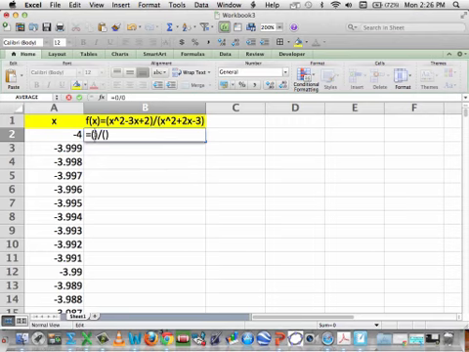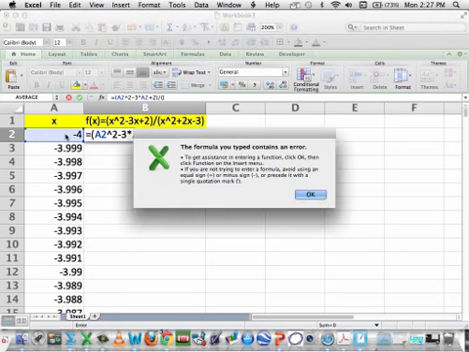Now in the numerator, it says take your x and square it. Our x is negative 4. I could type negative 4, but then I'd have to do that for every cell beneath cell B2, and I don't want to do that. So here's the shortcut. Click on cell A2. We're going to square it. We're going to subtract 3 times cell A2 plus 2. Now we go to the denominator.